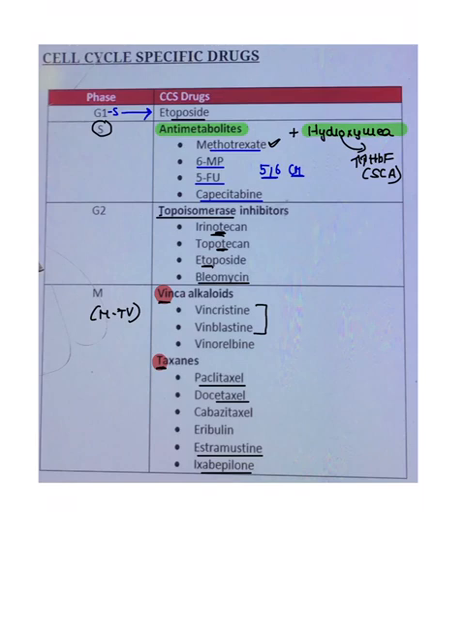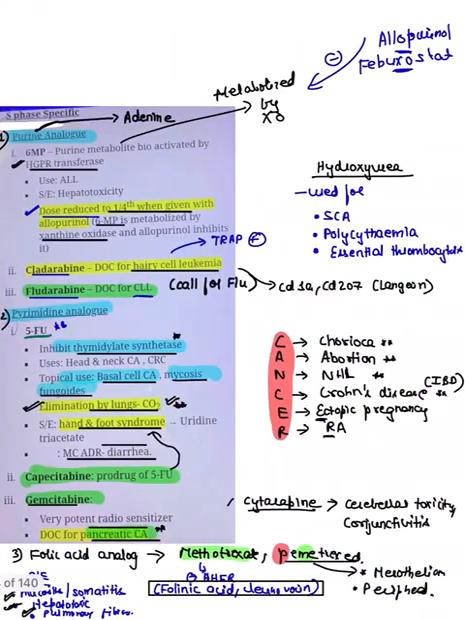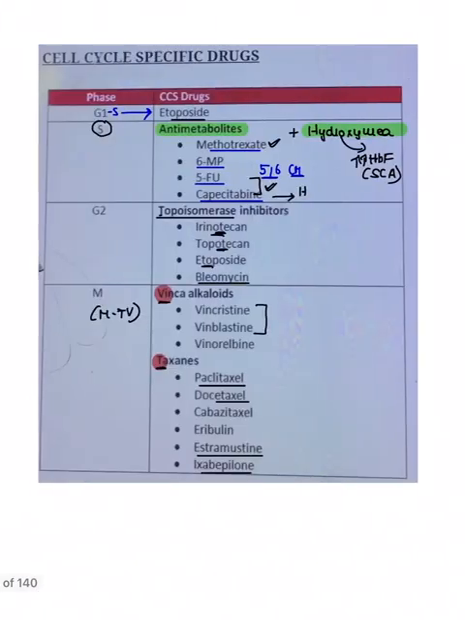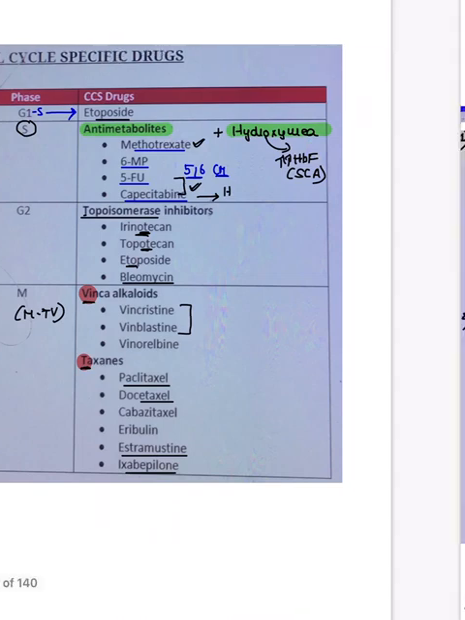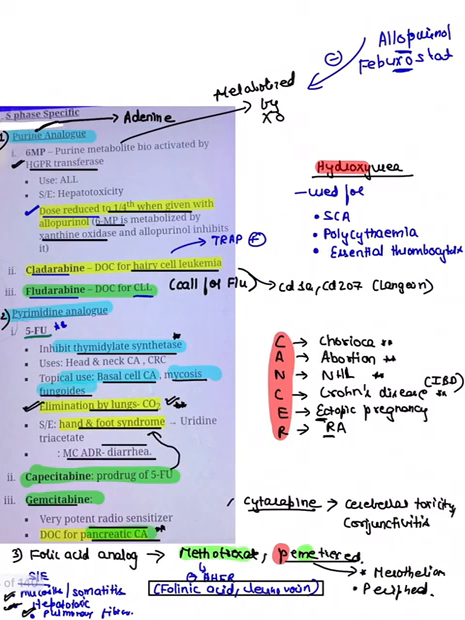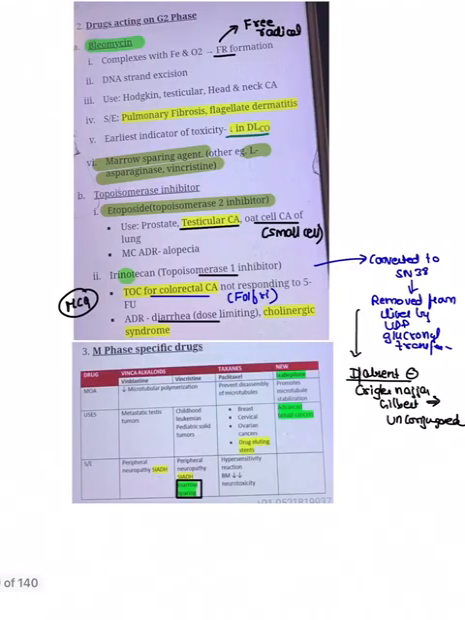See, 6-mercaptopurine and 5-fluorouracil. Already, 5-fluorouracil and capecitabine are prodrugs of each other. Both of them cause this hand-foot syndrome. So these were the important things that we need to know. Now this hydroxyurea, what does it do? This hydroxyurea increases HbF. This is used for sickle cell anemia, for polycythemia, and for essential thrombocytosis. This is important that we need to know about these drugs.